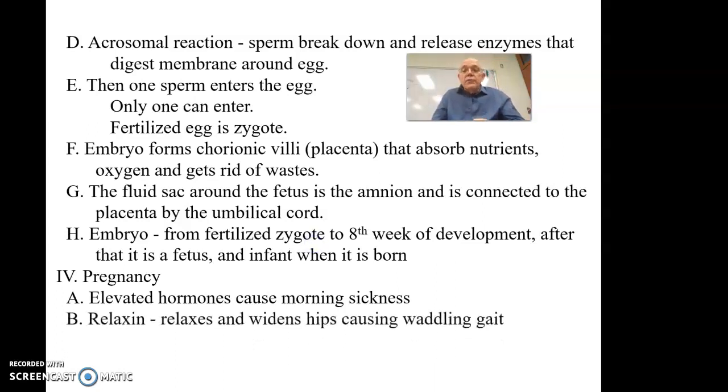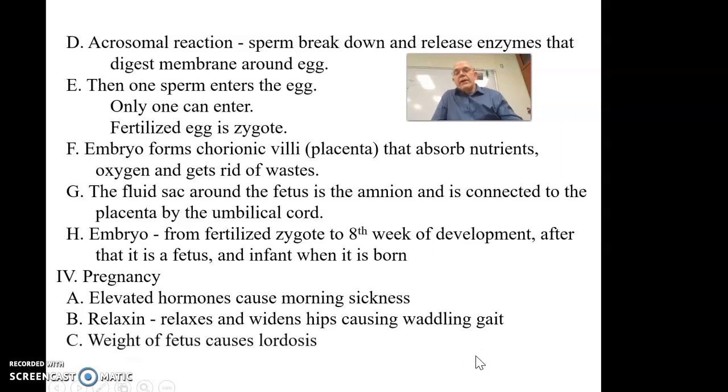Another hormone that's released is called relaxin, which sounds like a good hormone to have. It basically relaxes, surprise, surprise, the hips and allows them to widen, which will come in useful during childbirth. It allows a little more flexibility for the baby to come through. But it also sometimes causes women a waddling gait, kind of like they just got off a horse, a little bow-legged, swaying from side to side. That's basically because of this change in the hip and the hip muscles being relaxed.